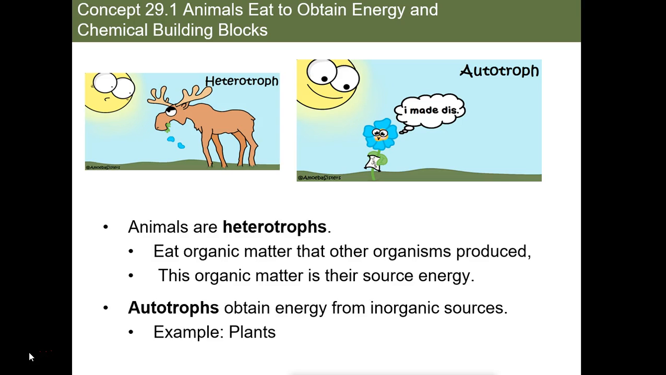Animals are heterotrophs. This means that they eat organic matter that is produced by other organisms, such as plants. This organic matter is a source of energy for the animal. Autotrophs, such as plants, obtain energy from inorganic sources such as the sun.